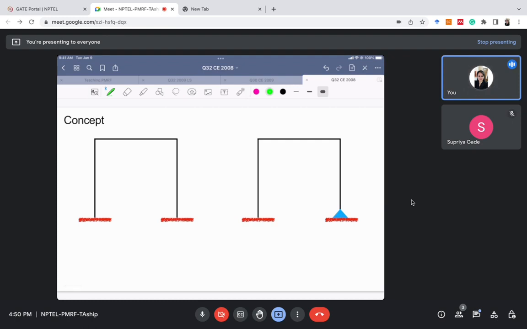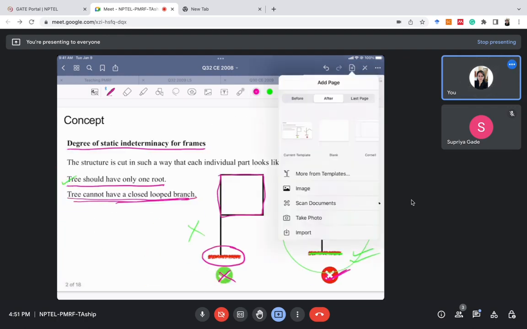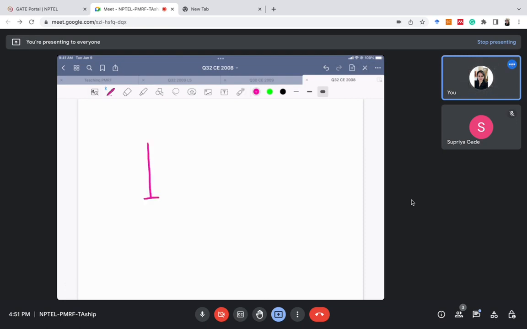In order to calculate the static indeterminacy of a structure, we need to cut the structure in such a way that it will form an open tree-like structure. Suppose there is a structure, there is a frame. In order to calculate the static indeterminacy, we will cut this. When we cut from here, we get a structure like this, plus a structure like this. So this cut is proper.